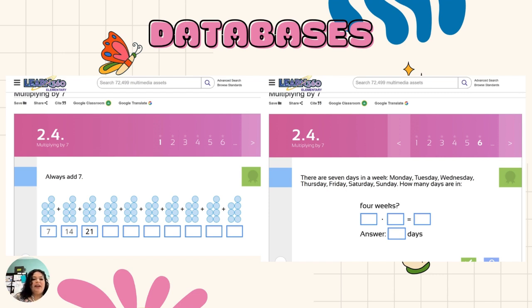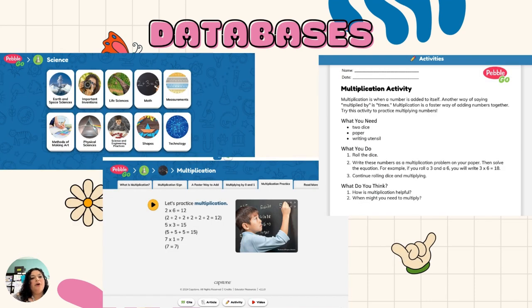So those are the different databases and the different resources that we have in the library. Yes, Miss Bettis. That math stuff's on Pebble, right? Yes, there is math stuff on Pebble Go. With that one, it also has multiplication. I want to say it has shapes.